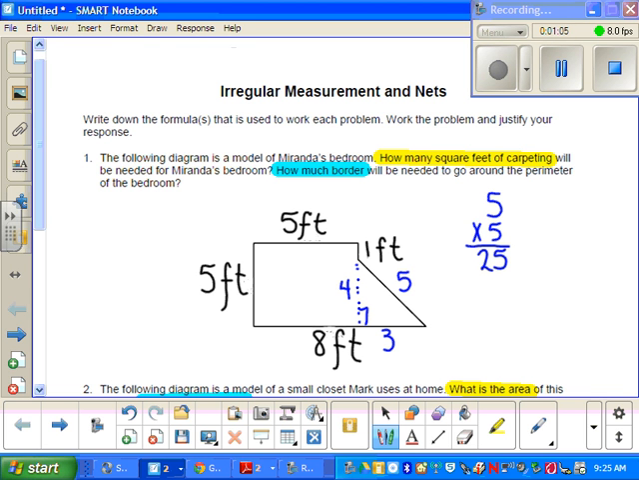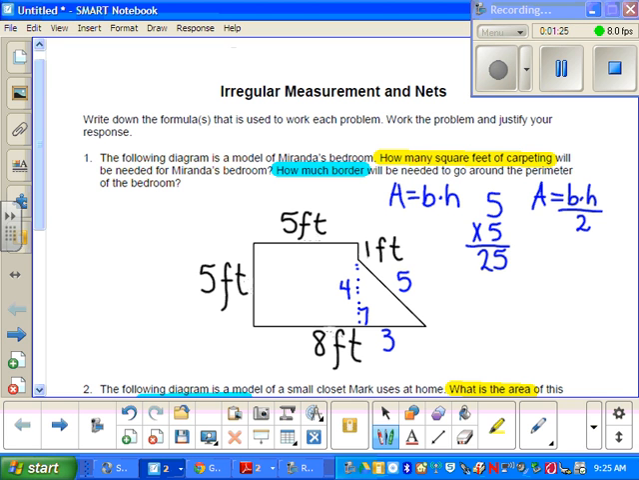So what I like to do is make sure I have the correct formulas. So area, I have a shape of a triangle and a rectangle. So area of a rectangle would be base times height. And area of a triangle would be the same thing, except I have to divide it by 2. So it's base times height divided by 2, because it's half of that.